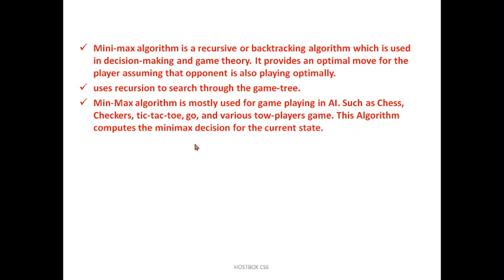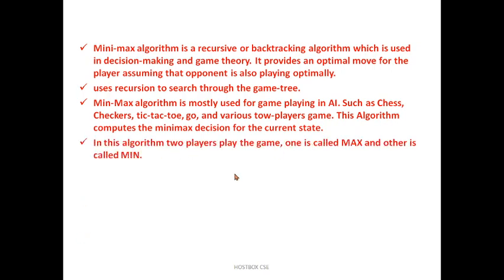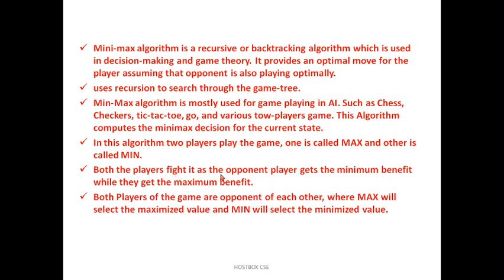Here two things are important: one is called the maximizer, and another one is the minimizer. In this algorithm, two players play the game. One is called max, another one is called min. Let us assume that both are playing, first time for max, another time for min. Both players play so that the opponent gets the minimum benefit while they get the maximum benefit. The two players are opponents of each other, where max will select the maximized value and min will select the minimized value.